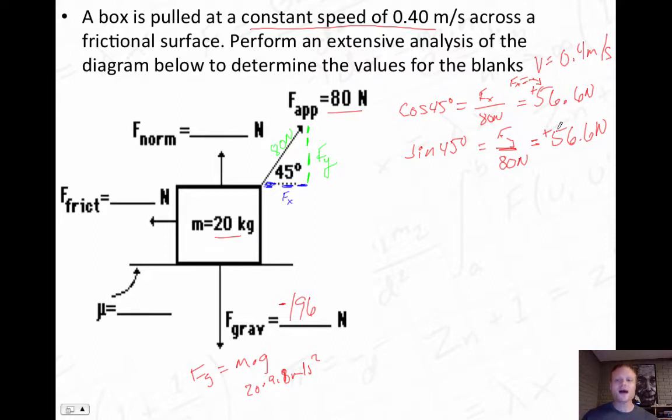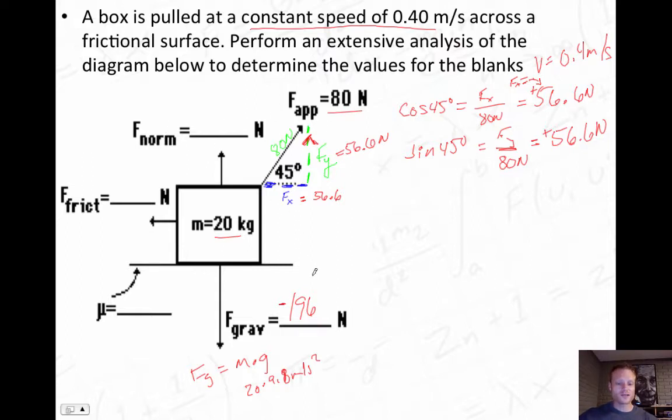Anyway, now we know some things that are happening here because we now know the force in the x direction and the force in the y direction. So let me fill in this piece here. Force in the x direction is 56.6. Force in the y is 56.6. Okay. So what can we do next? Well, the next thing I might consider doing is this 56.6 newtons is pointing up, and it's going to be helping the normal force.